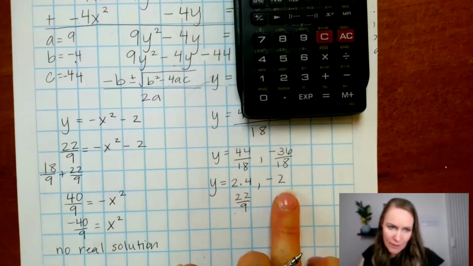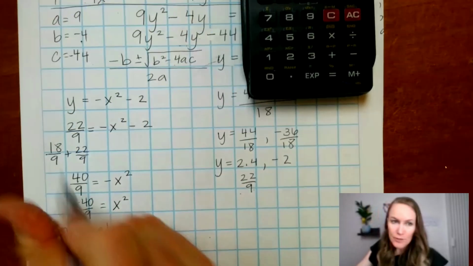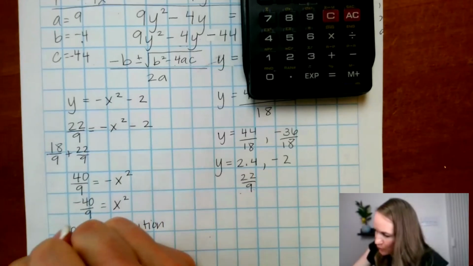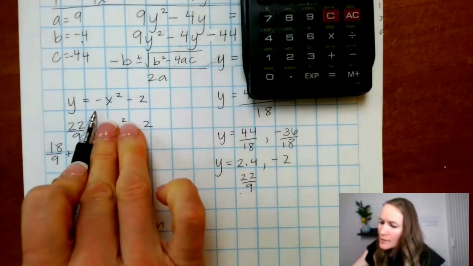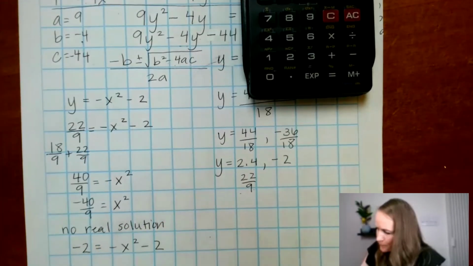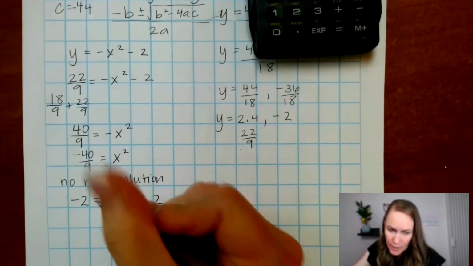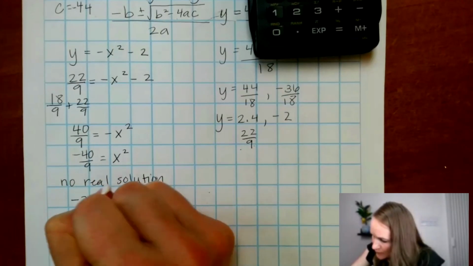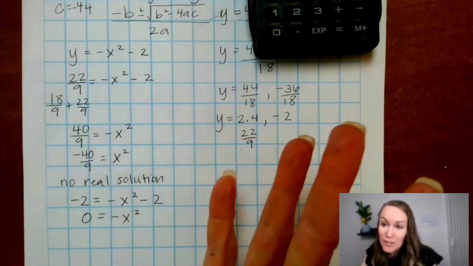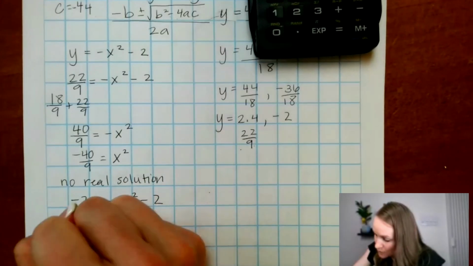Okay, let's try my second solution. y equals negative 2. Let's plug that into our formula. Okay, we have some plugging it in right here. So negative 2 equals negative x squared minus 2. So I'm going to add 2 on both sides, so I get 0 equal to negative x squared. And the only solution that makes sense is 0. So I get x equal to 0.